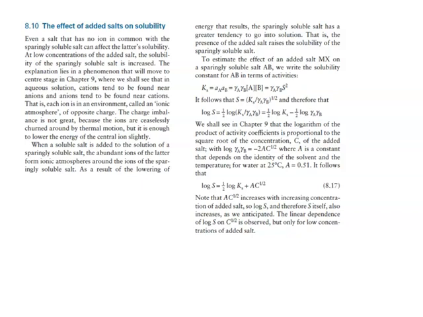When a soluble salt is added to the solution of a sparingly soluble salt, the abundant ions of the former form ionic atmospheres around the ions of the sparingly soluble salt. As a result of the lowering of energy that results, the sparingly soluble salt has a greater tendency to go into solution. That is, the presence of the added salt raises the solubility of the sparingly soluble salt.